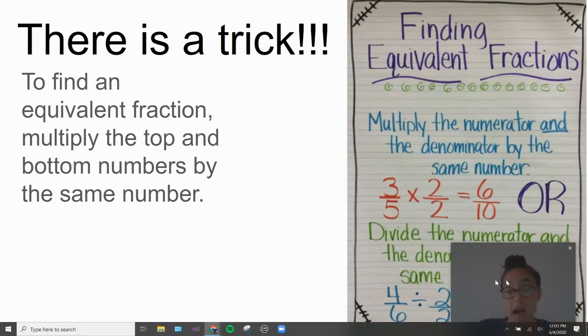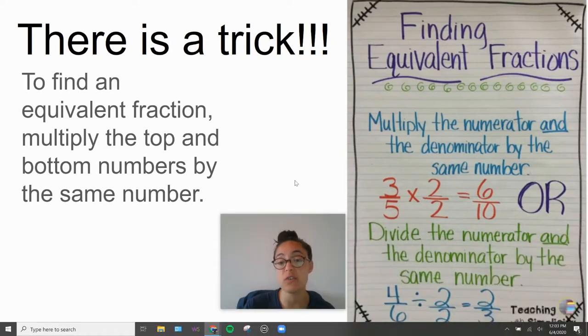Here is our trick. So there's a big trick to finding equivalent fractions. So to find an equivalent fraction, you need to multiply the top and the bottom by the same number. So we have the numerator and the denominator with the same number. So over here, my example is 3/5. So I need to go directly across 3 times 2 because I want to double it. 3 times 2 equals 6. 5 times 2 equals 10. So we know that 3/5 is equal to 6/10.